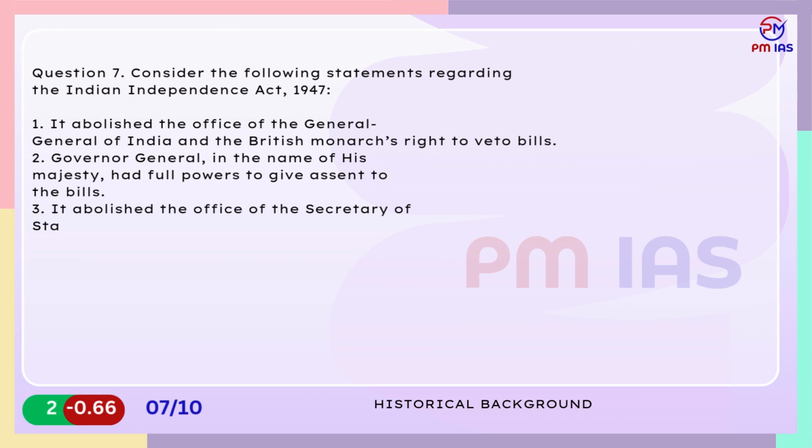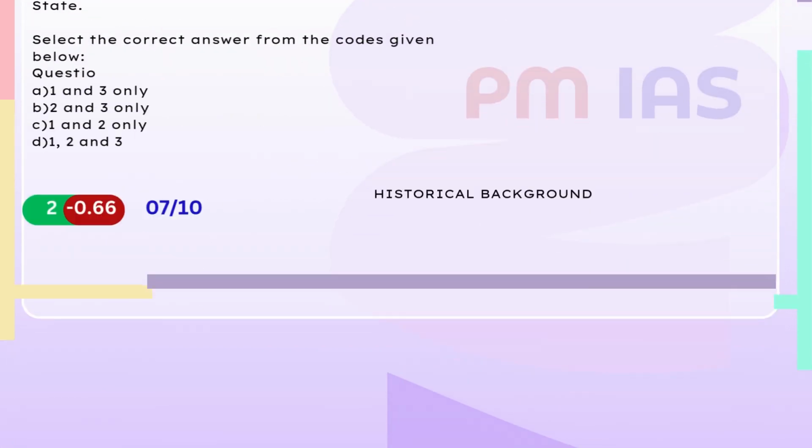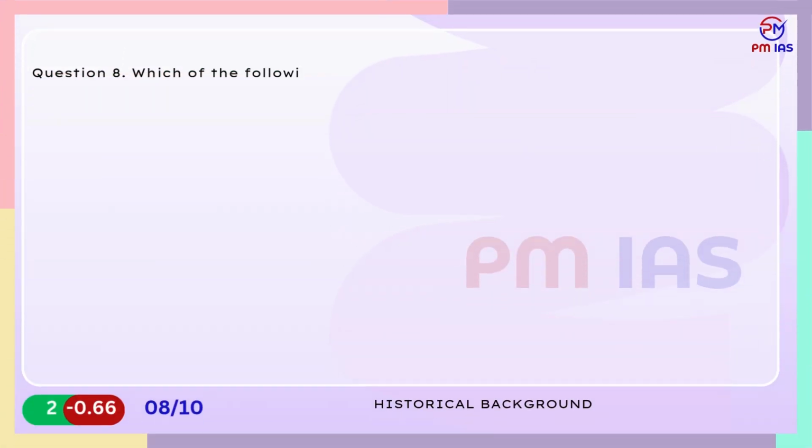Select the correct answer from the codes given below. A. 1 and 3 only. B. 2 and 3 only. C. 1 and 2 only. D. 1, 2 and 3.